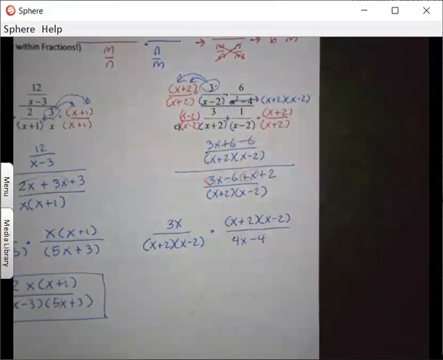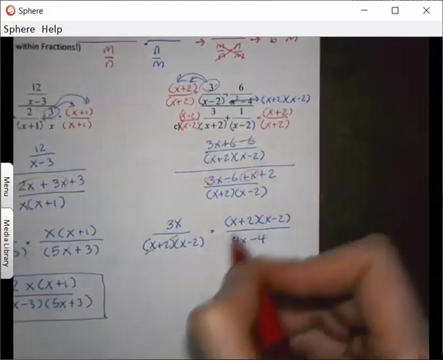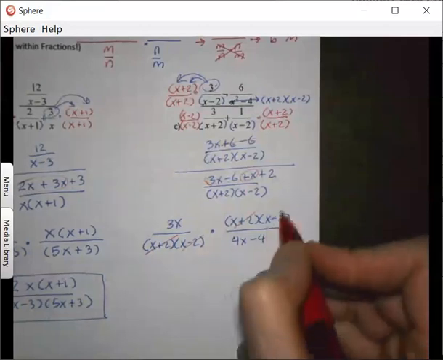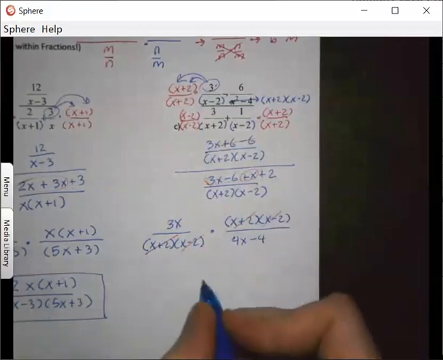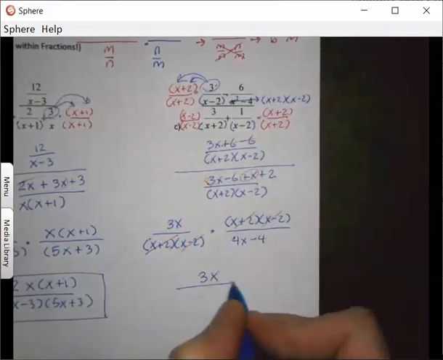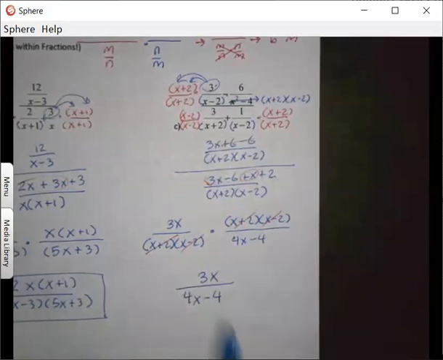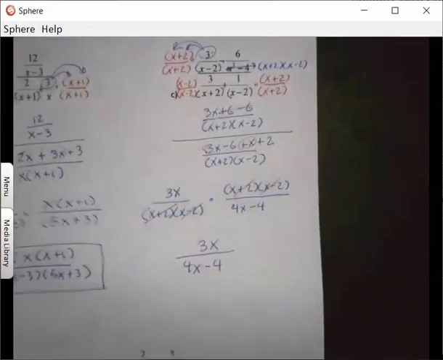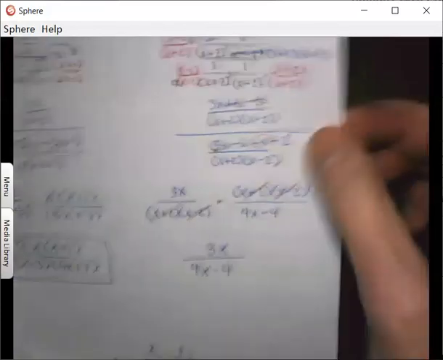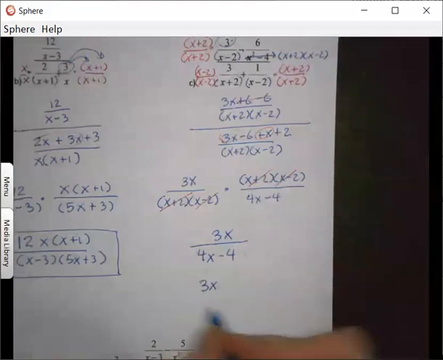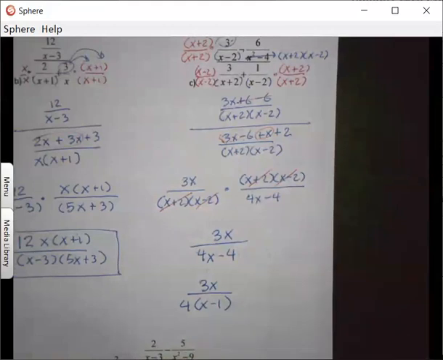And we can see we're going to have some factors that cancel out. So x plus 2 divided by x plus 2, x minus 2 divided by x minus 2. So we're left with 3x over 4x minus 4. And we could factor the denominator, but it's going to be another case where it doesn't really change anything. So we factor out a 4, we're left with x minus 1. Still nothing we can reduce or cancel, but it's always good to check.